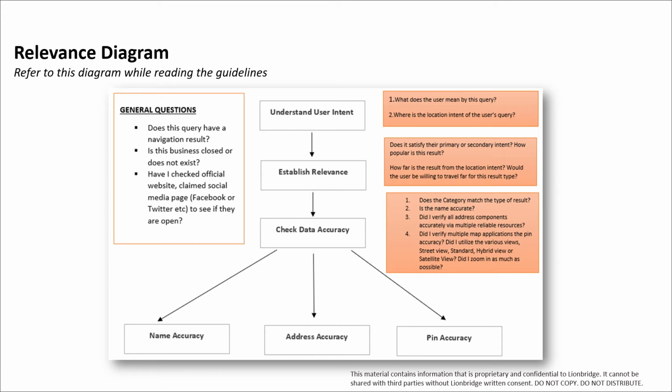Now we need to understand the user intent. Read the first box on the far right of the diagram. What does the user mean by this query? Where is the location intent of the user's query?